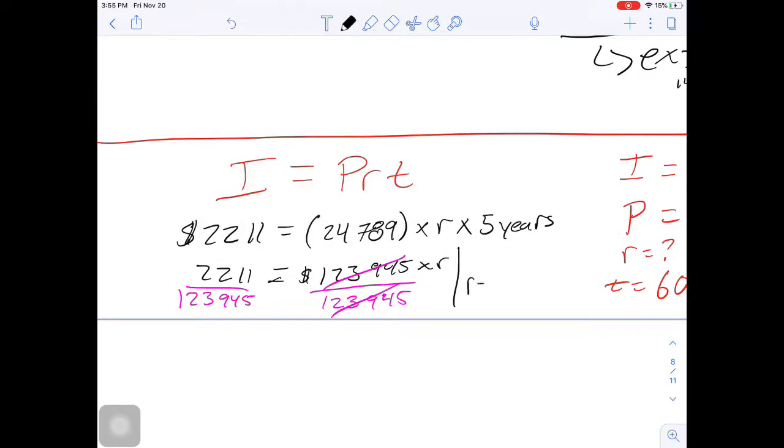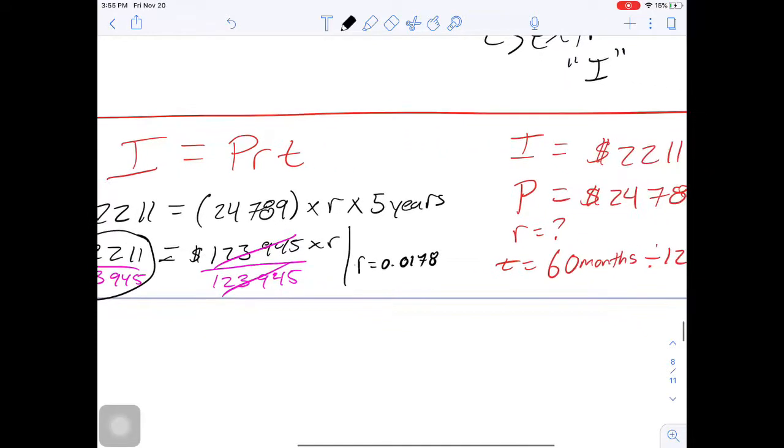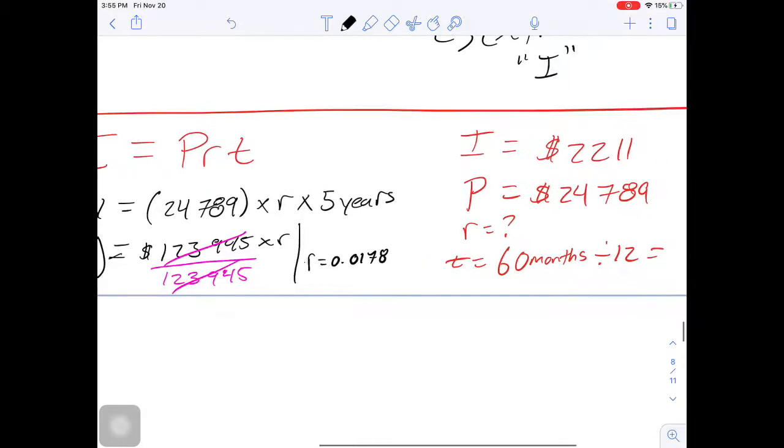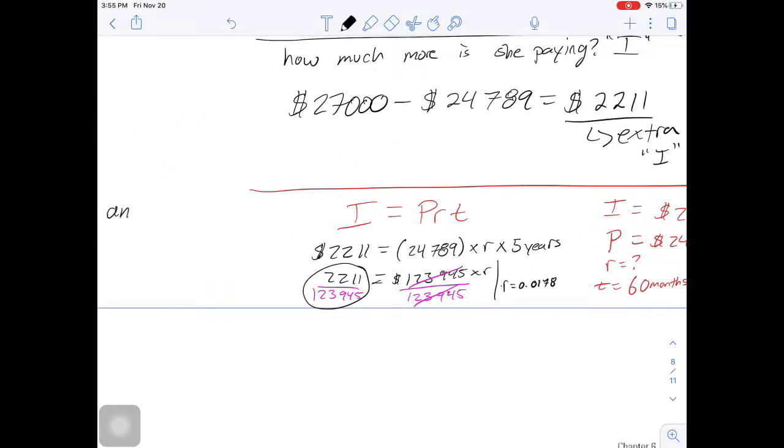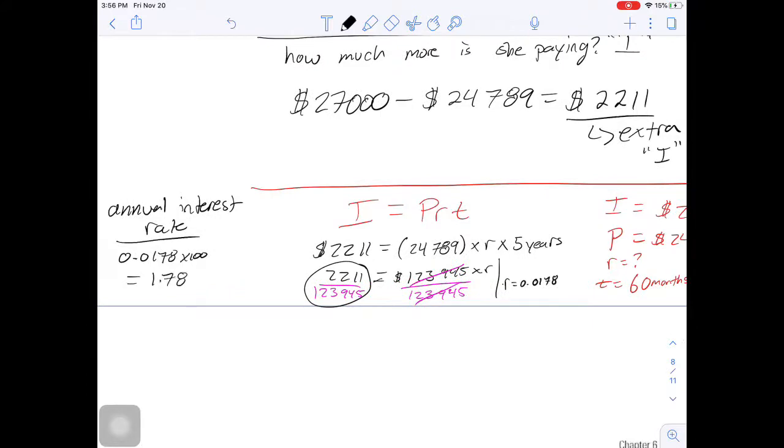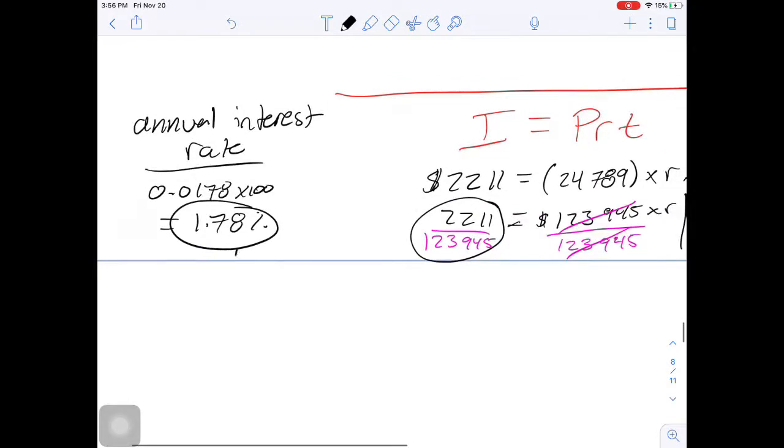So R equals whatever this is. Now plug that in your calculator and you're going to get 0.0178. Okay, so that's my rate. Now if I want to know the percentage, I'm going to times that by 100. Annual interest rate: 0.0178 times 100, and that's going to give me 1.78%. So it looks like this is what Jacqueline is paying.